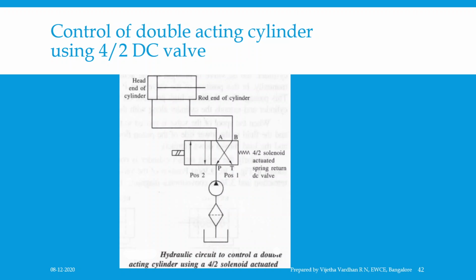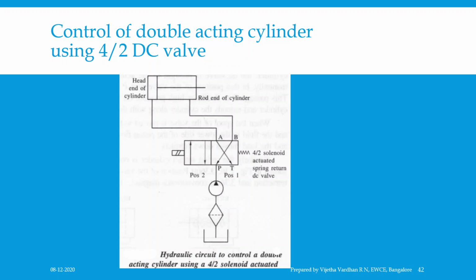In the normal position of the valve, port P is connected to B and A to T. In this position, port P is connected to the rod end of the cylinder and the head end of the cylinder is connected to port A. This results in high pressure oil flowing to the rod end and retracting the cylinder. At the same time, low pressure oil from the head end of the cylinder flows to the tank, port A to T.